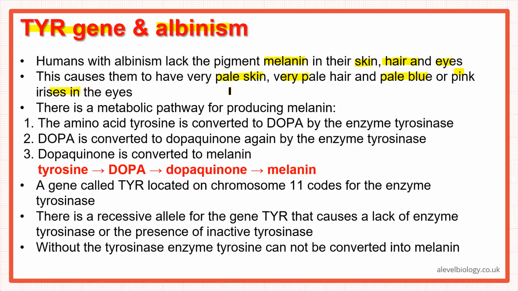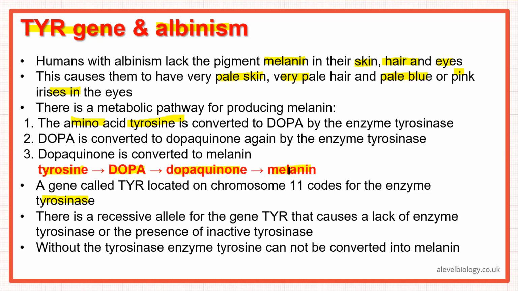What is happening is that there is some defect in the metabolic pathway for the production of melanin. The end product is melanin. The defect is that the enzyme tyrosinase is missing, or there is some deformation in it. The pathway starts with the amino acid tyrosine. This tyrosine has to convert into DOPA. DOPA has to convert into dopaquinone and finally it turns into melanin. So melanin is the end product.